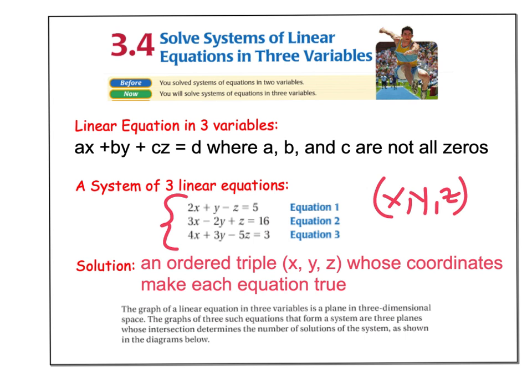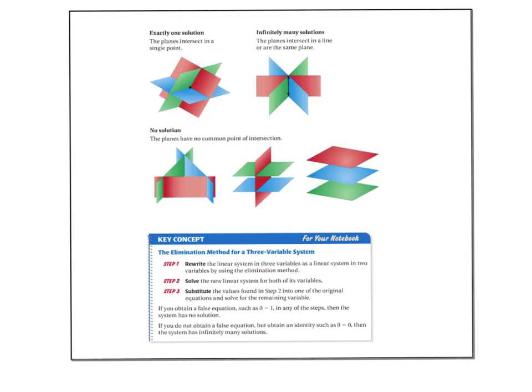All right, so let's actually look at what a system graphed in three dimensions would look like. And here's a nice picture of the three possibilities. So the first system graphed in three dimensions, remember it's three-dimensional space, so you have three planes. If your planes intersect in a single point, that means you have one value for x, y, and z, and there's the coordinate where it's located.